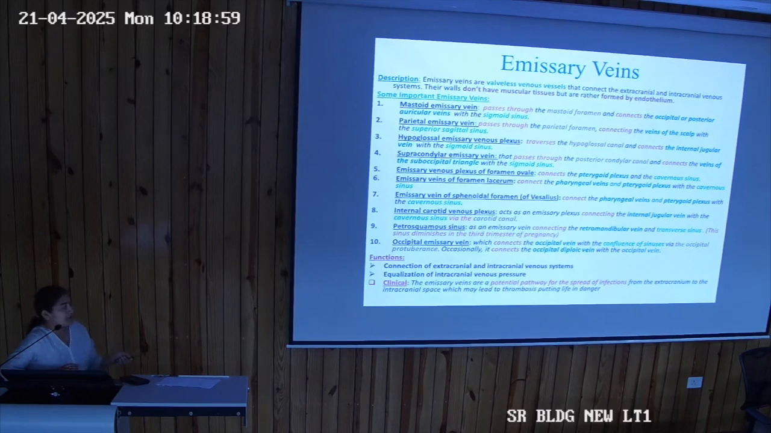So why have these systems developed in the scalp region with a connection to the brain? To equalize the pressure, that is the intracranial venous pressure. The connection is formed to maintain the balance between the intracranium and the extracranium.